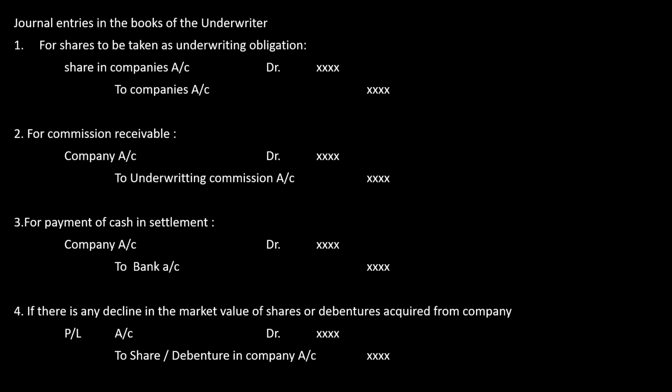Then if there is any decline in the market value, for example, if the underwriter has taken shares for his own purpose also, then later on a particular day the shares will be sold in the market. At the time of sale, the share price may be higher or lower. If it is lower, it is a loss for the underwriter. Therefore, in that case, the loss will be written as P&L account debit to Shares or Debentures. If it is a profit, it will be Shares or Debentures to P&L. Okay, so that's it. Now we'll see a simple sum.